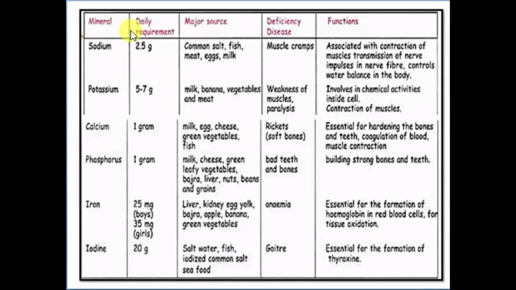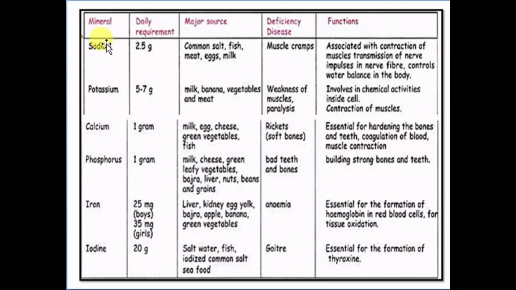Then we have this slide, and here we have discussed vitamins. These are the vitamins, minerals. So these are the minerals: sodium, potassium, calcium, phosphorus, iron, iodine. So these are the minerals that are present in your body, and this is the requirement. So this much amount of mineral you all should have, and these are the sources of minerals. These are the deficiencies that these minerals cause.